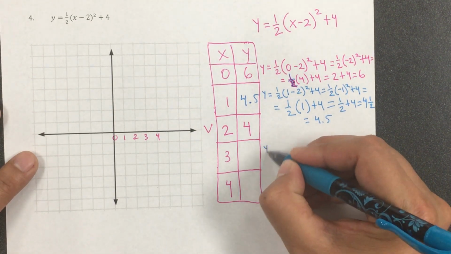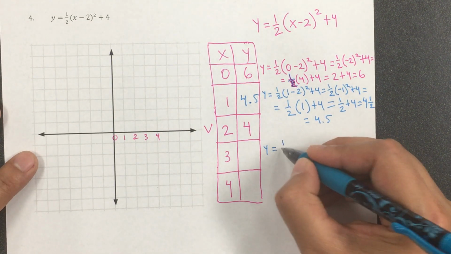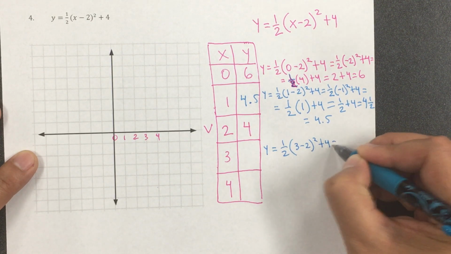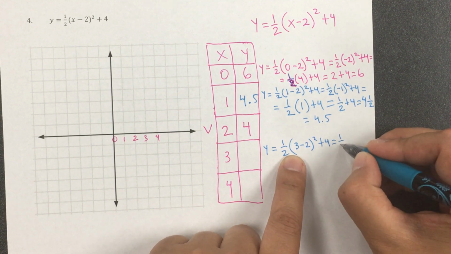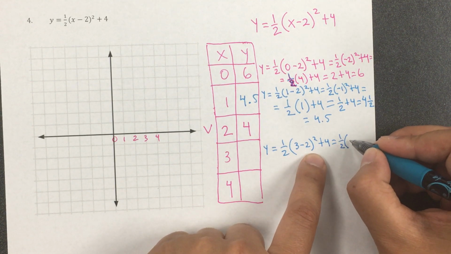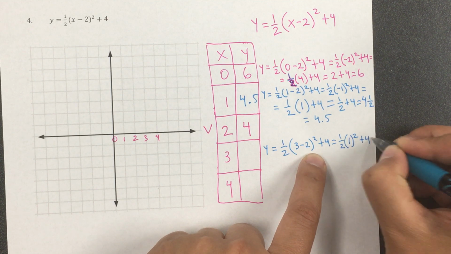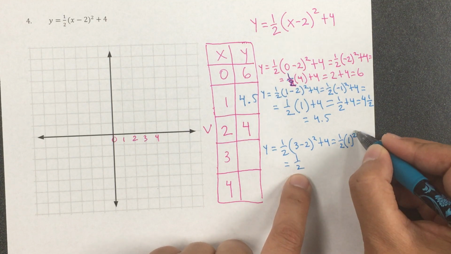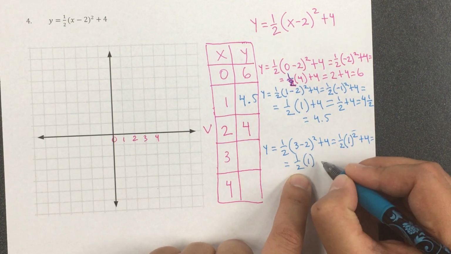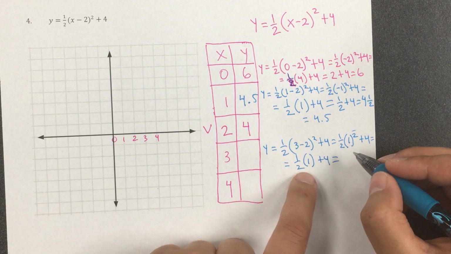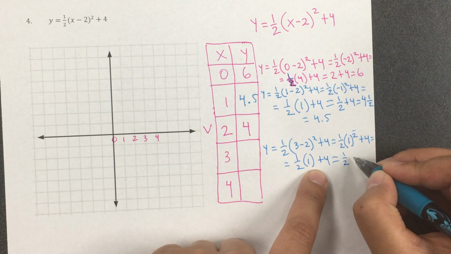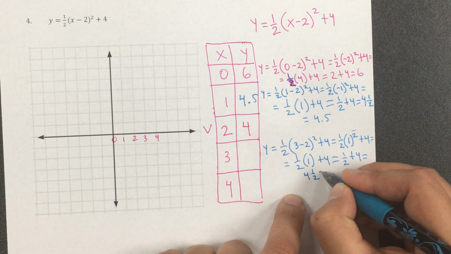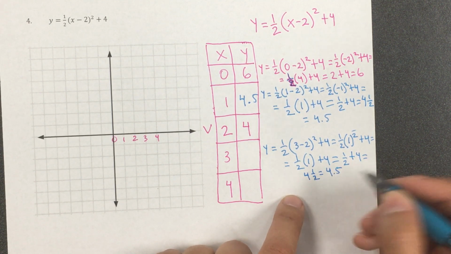For the next one, it's going to be y equals 1/2 times (3 minus 2) squared plus 4. 1/2 times (3 minus 2 is 1) squared plus 4. And so that gives me 1/2 times 1 times 1 plus 4. And 1/2 times 1 is 1/2 plus 4 is 4 1/2, or 4.5. Either one is fine, okay?